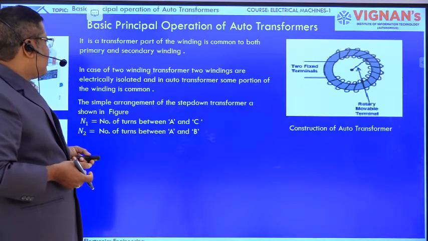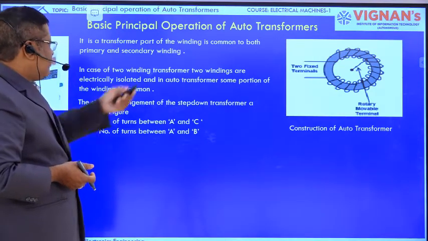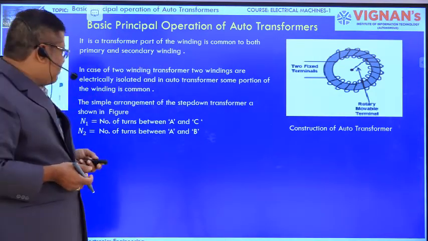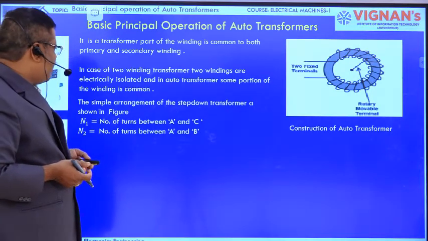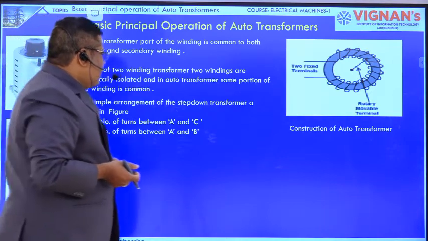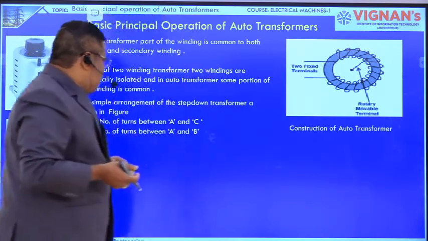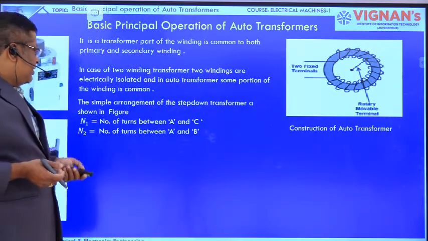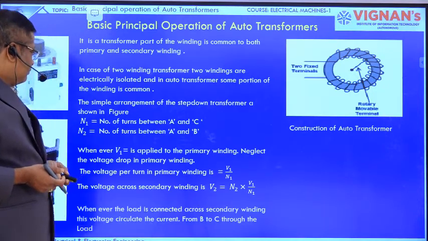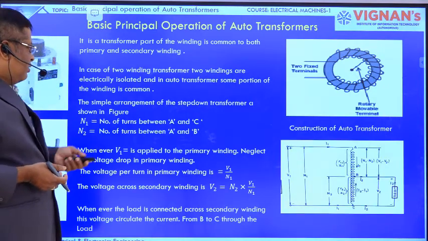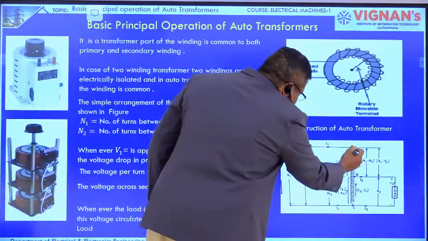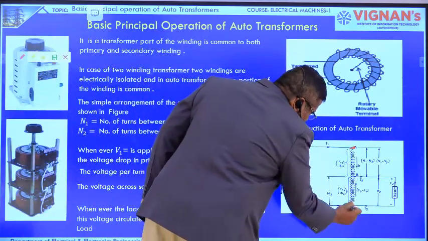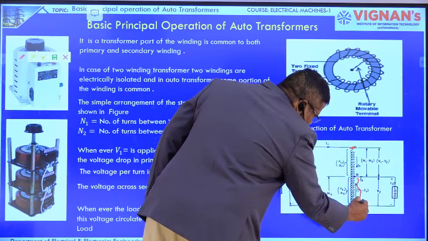The simple arrangement of the step down transformer is shown in the figure. N1 is nothing but the number of turns in the primary winding, whereas N2 is nothing but the number of turns in BC. See here, this is the equivalent circuit. N1 is the number of turns between A and B. N2 is the number of turns between B and C.